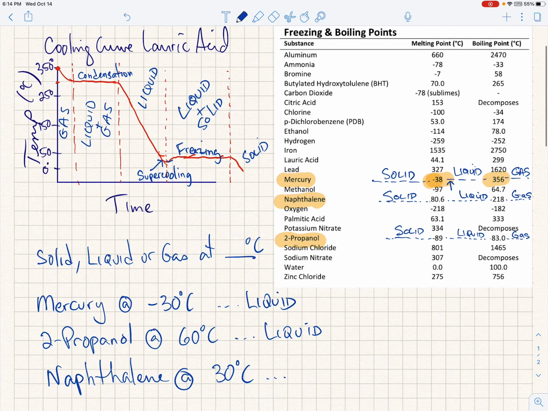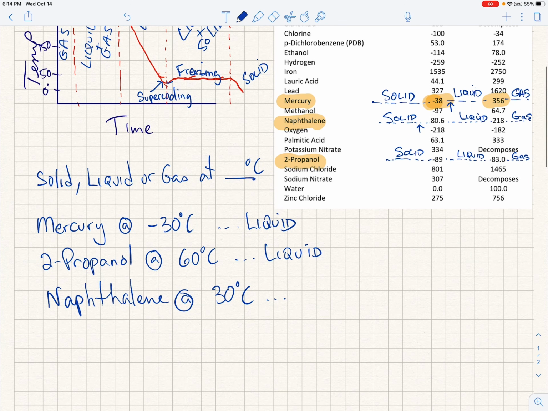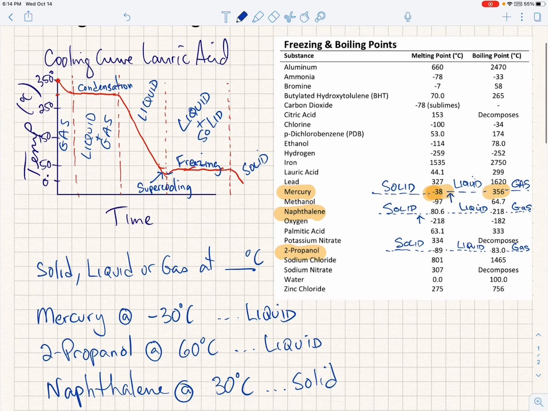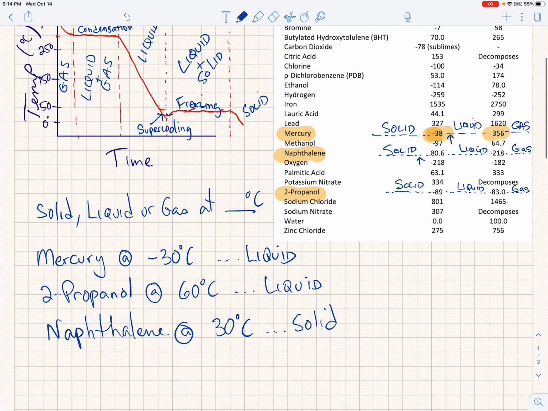So we're asking at 30 degrees Celsius, so for naphthalene at 30, that would be somewhere over here, below the 80.6 degree melting point, so it would be a solid state. All right, so that's a simple use of this data to predict whether the substance is a solid, a liquid, or a gas at a given temperature.